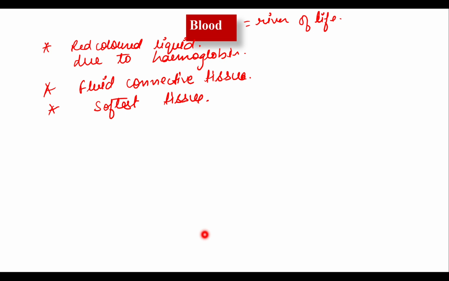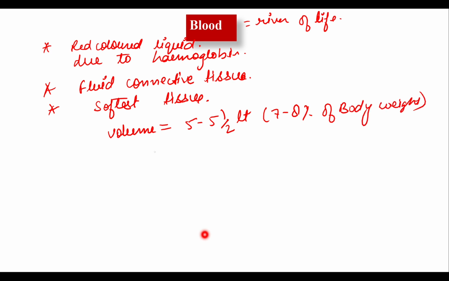There are so many tissues present in our body. If I'm talking about the hardest tissue, it is the bone, while the softest tissue in the body is known as the blood. In our body there are approximately 5 to 5.5 liters of blood present, that is approximately 7 to 8% of body weight.